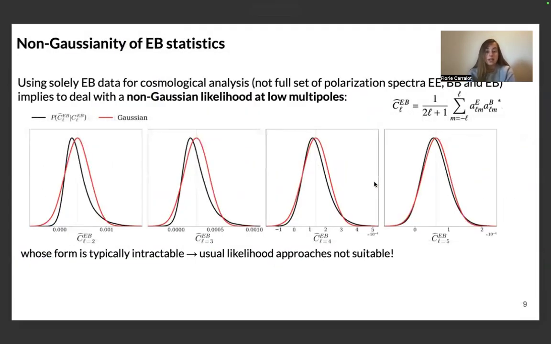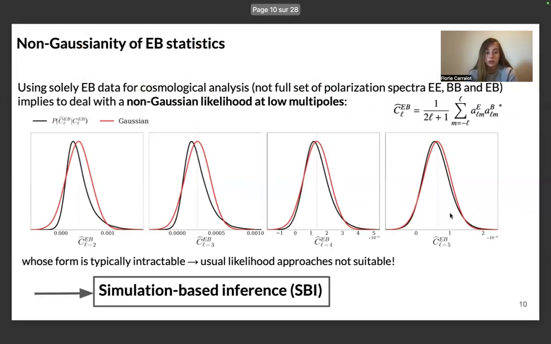However, extracting information from the EB power spectrum implies dealing with a non-Gaussian likelihood at low multipoles. So this is what you can see on that plot. That plot shows the probability of the estimated EB power spectrum given a fiducial power spectrum, from L equal 2 to L equal 5. So we see that this distribution deviates significantly from Gaussianity, and the problem is that its form is typically intractable. So we can't use usual likelihood approaches for parameter inference.